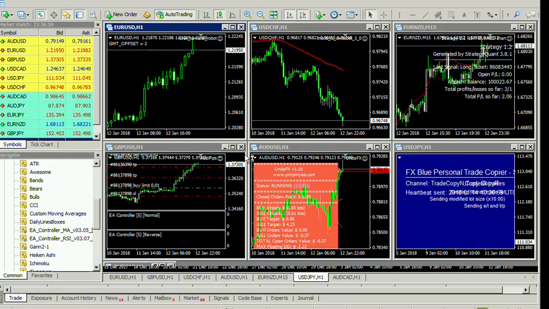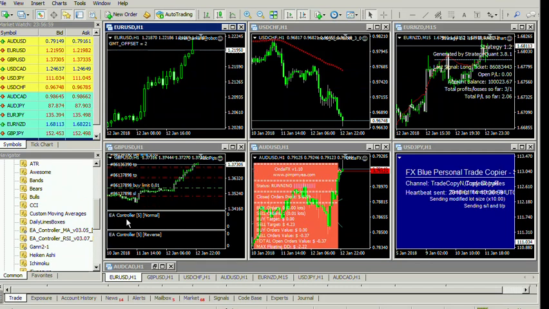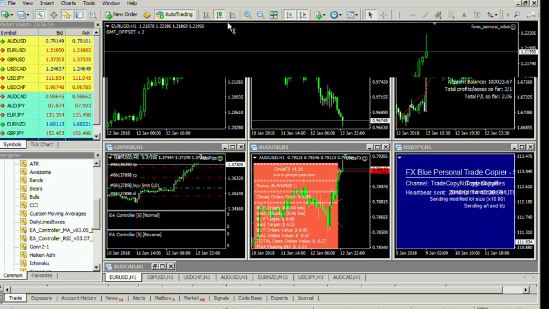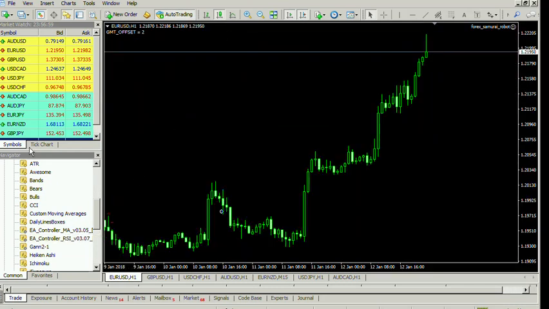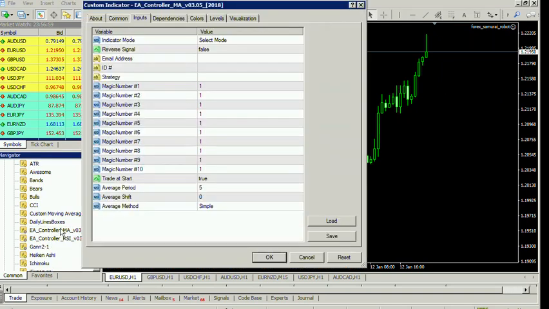Now what we need to do is to enter the EA controller onto each of these platforms. As you can see, I've already done these two, but let me show you, for instance, if I wanted to do it on there. It's simple. Under your indicator folder on the navigator bar, you should have loaded your EA controller. So it's a double click.